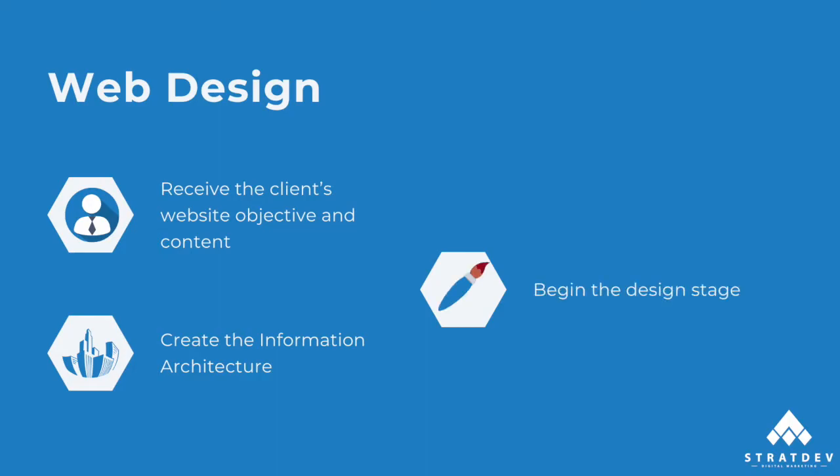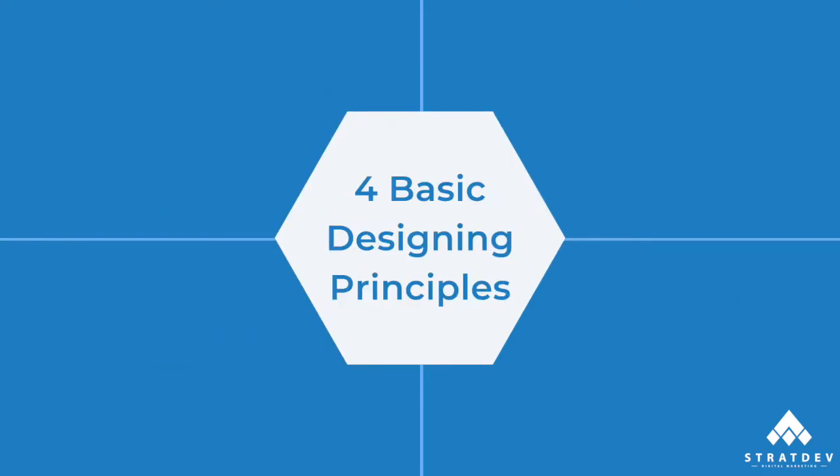When designing a web page, there are 4 basic designing principles that web designers use to make a website aesthetically pleasing. The first designing principle is balance. When creating a website, it is very important to have a balanced layout. The way to create a balanced layout is by having the correct proportions of both heavy and light elements. Heavy elements refer to large and darker colors, and light elements refer to small and lighter colors.